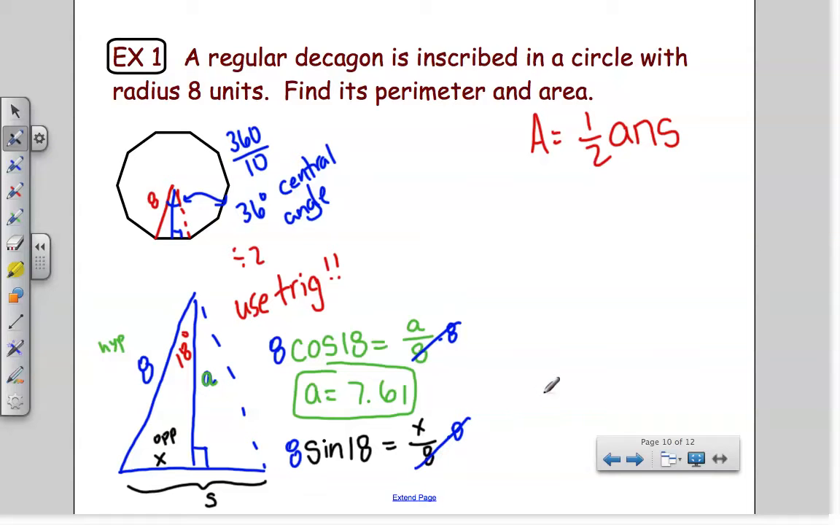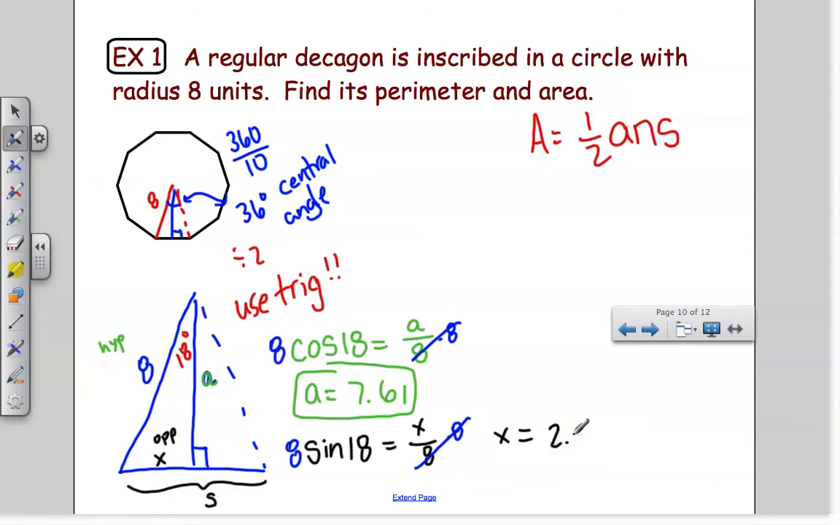I'm figuring out that x is equal to 2.47. But I want the side length, so I have to times by 2, right? Because this is only half of the actual side length up here. That's this little portion. I want a side length of my decagon. I'm going to keep that exact answer in my calculator and just multiply by 2. I get 4.94.